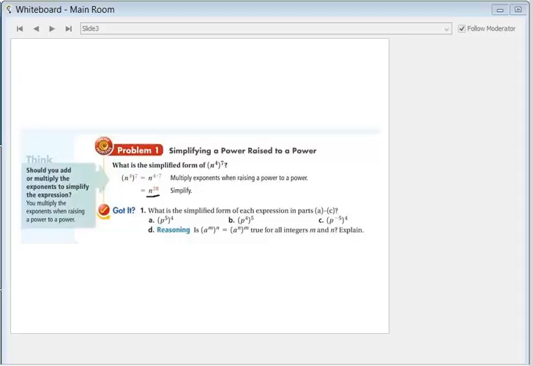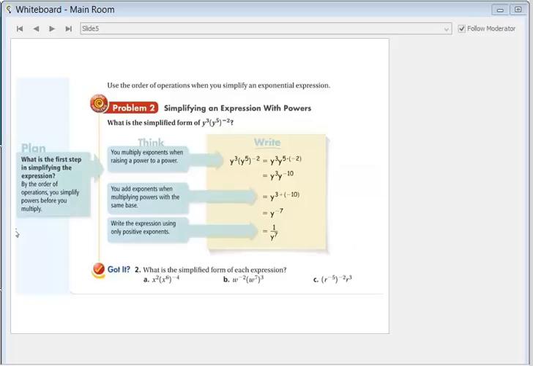And again, in all of these slides, you'll have a thing that says "got it," which is just some extra practice. You can try these, and in the next slide, it'll tell you if you got the answer right. If you didn't, go back and look at the example of how to do it. So that's our first type of problem.